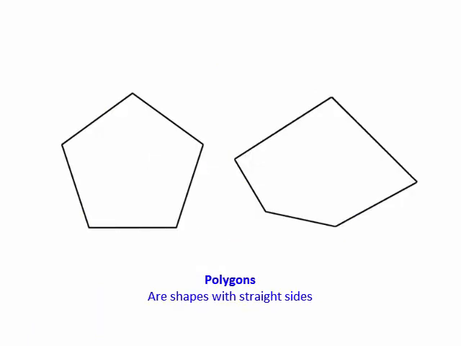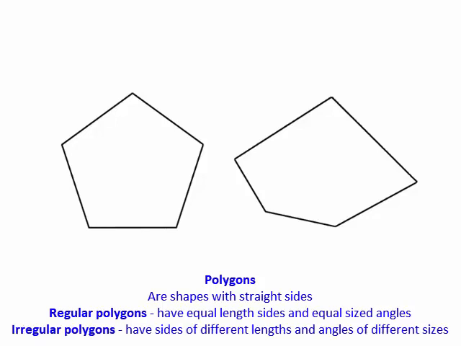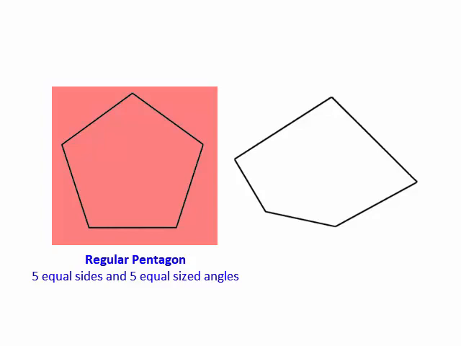These shapes are known as polygons, and polygons are shapes with a lot of straight sides. Basically there are two types of polygons: regular polygons, which have equal sides and equal angles, and irregular polygons, which have sides of different lengths and different angles. This shape is a pentagon. This is a regular pentagon with 5 equal sides and 5 equal angles.